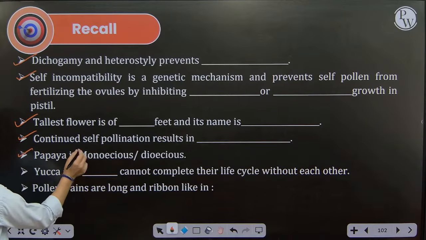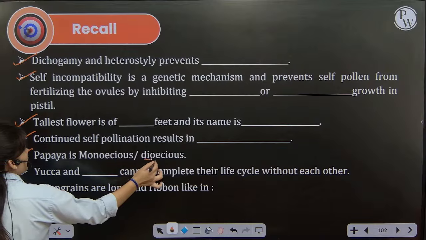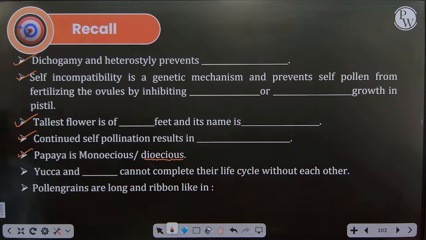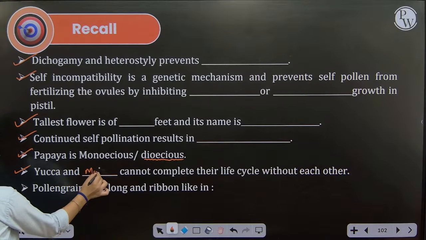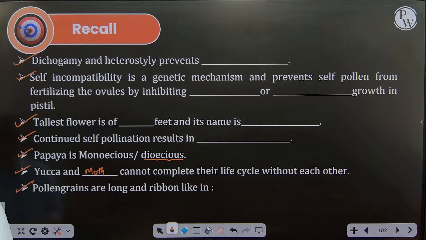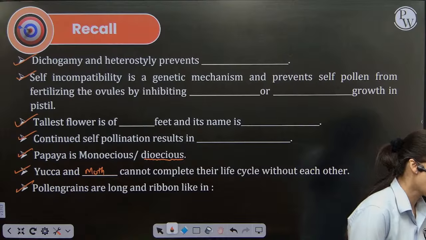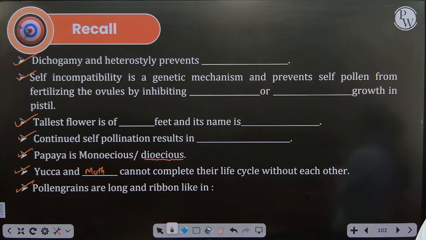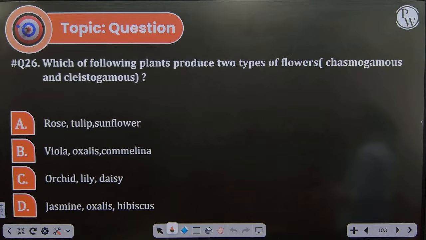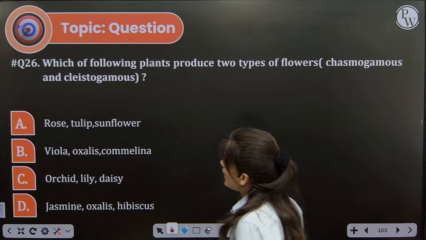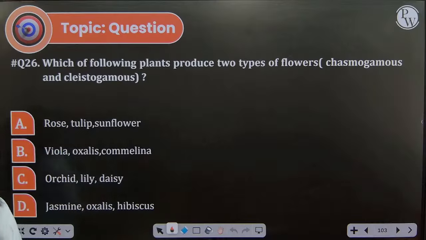Is papaya monoecious or dioecious? It is dioecious. Both male and female flowers are present on different plants. Yucca and moth complete their life cycle with each other. Pollen grains that are long and ribbon-like, is it a case of epihydrophily or hypohydrophily? This is about hypohydrophily. Next. Which of the following plants produce two types of flowers, chasmogamous as well as cleistogamous? Three options are there: Viola, Oxalis and Commelina.